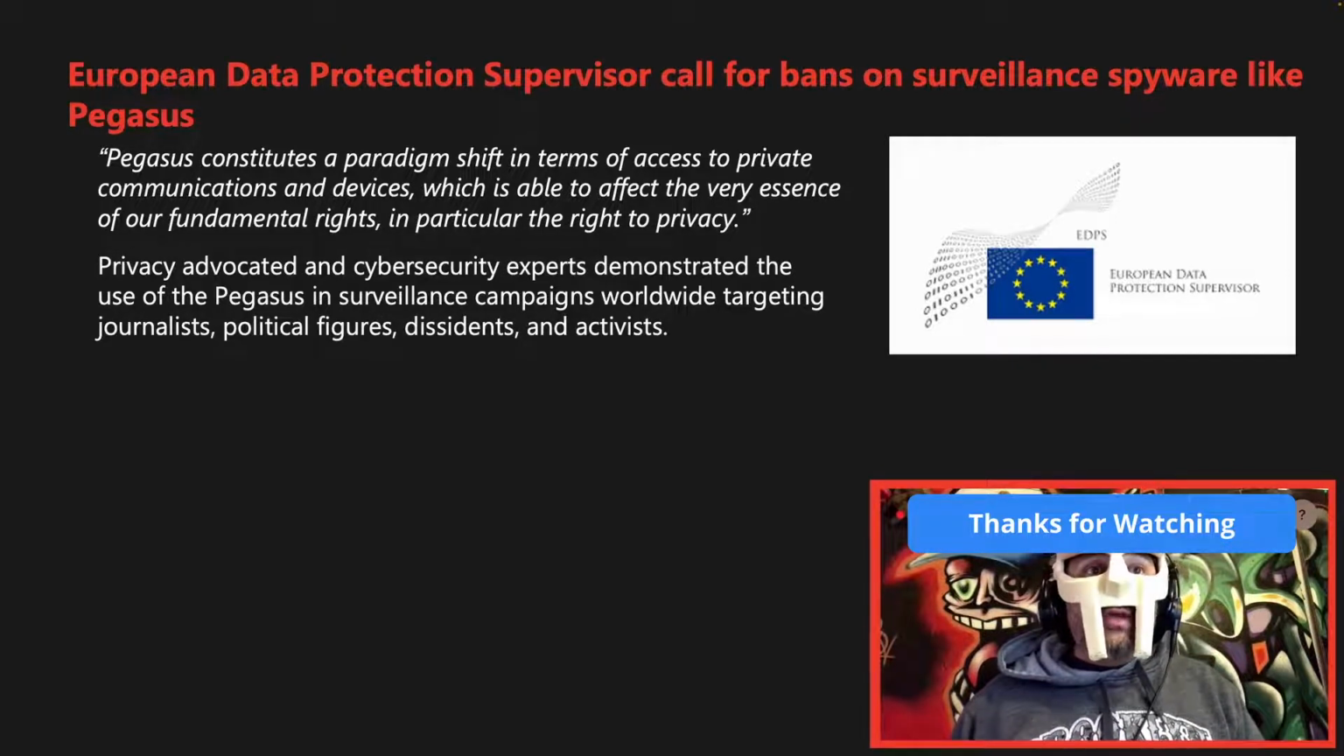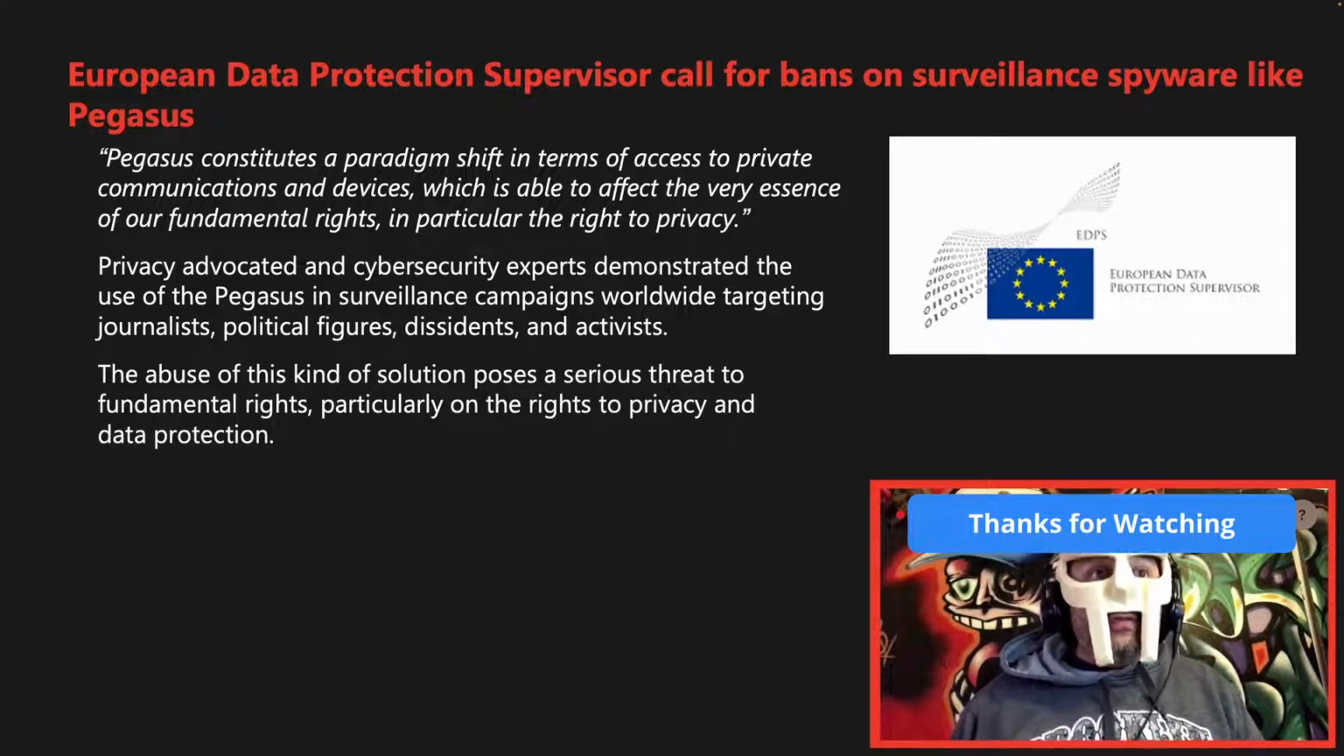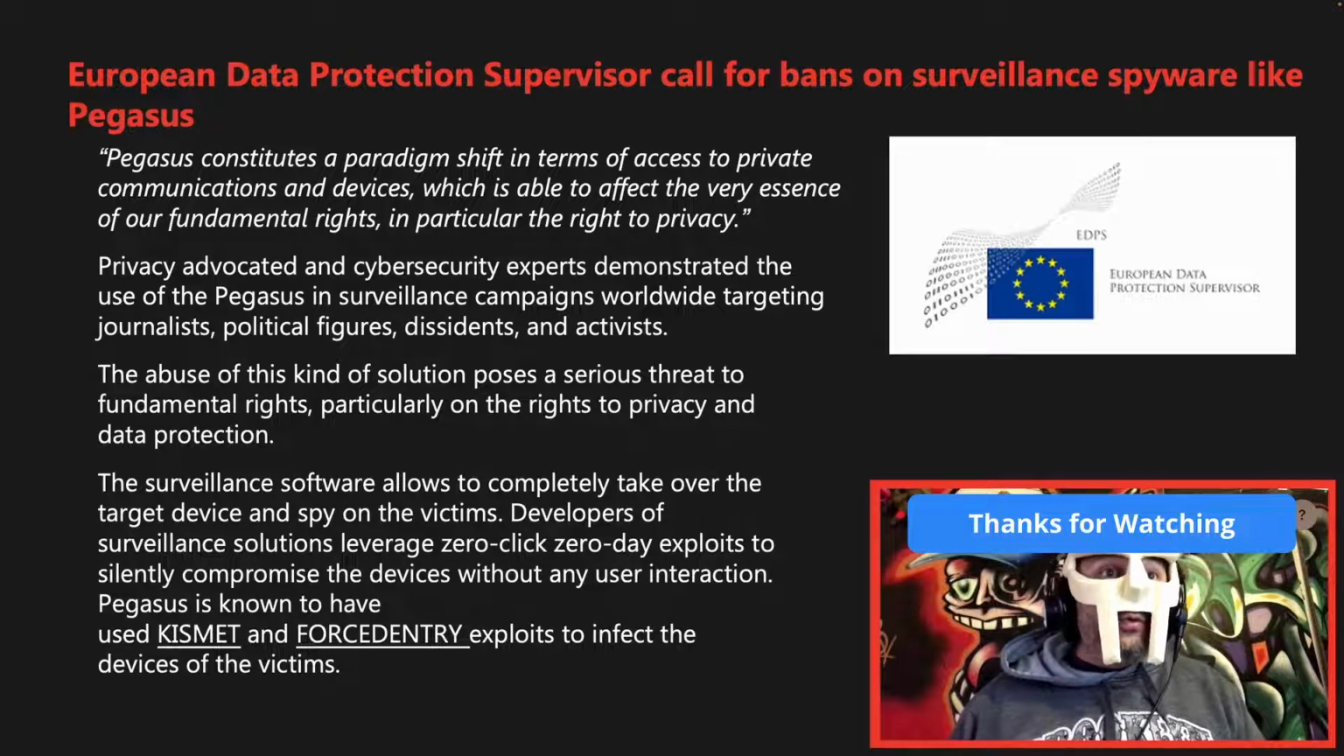Privacy advocates and cybersecurity experts demonstrated the use of Pegasus in surveillance campaigns worldwide targeting journalists, political figures, dissidents, and activists. The abuse of this kind of solution poses a serious threat to fundamental rights, particularly the rights to privacy and data protection. The surveillance software allows attackers to completely take over the target device and spy on the victims. Developers of surveillance solutions leverage zero-click, zero-day exploits to silently compromise devices without any user interaction. Pegasus is known to have used Kismet and forced entry exploits to infect the devices of the victims.